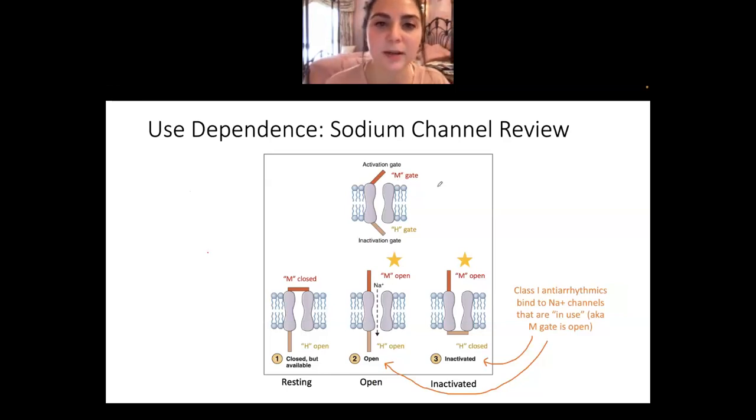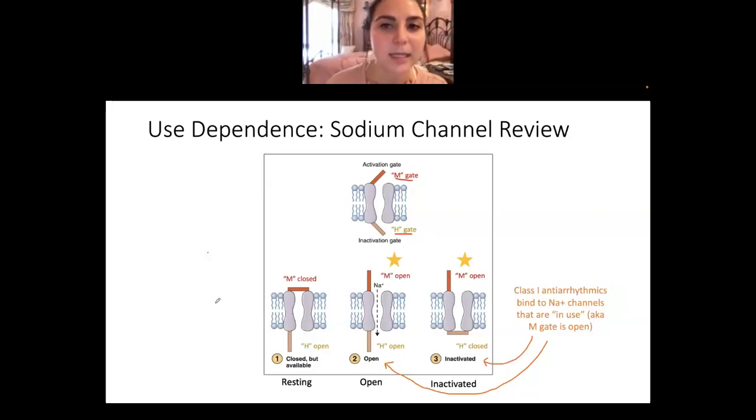And with this, there are 2 gates with channels. There's an activation gate and an inactivation gate. Depending on the source, they have different names for them. They might be called M gates and H gates. But one's an activation gate, one's an inactivation gate.